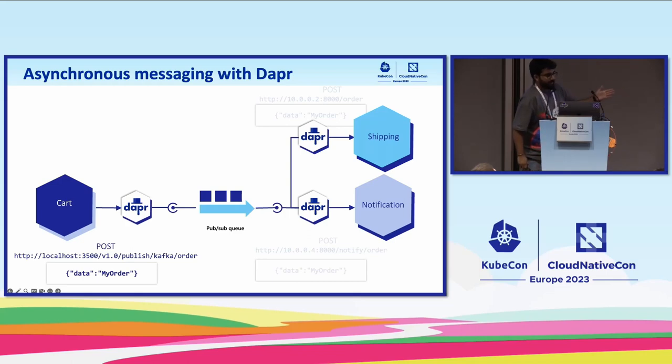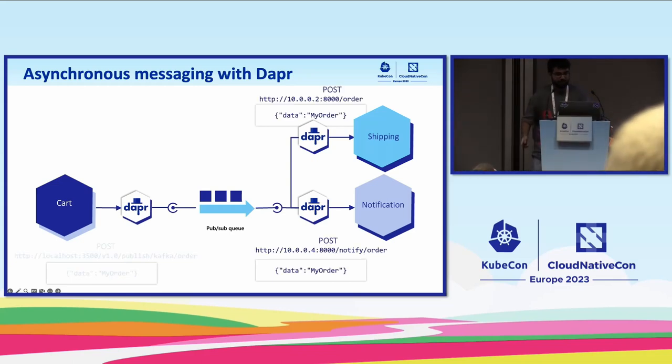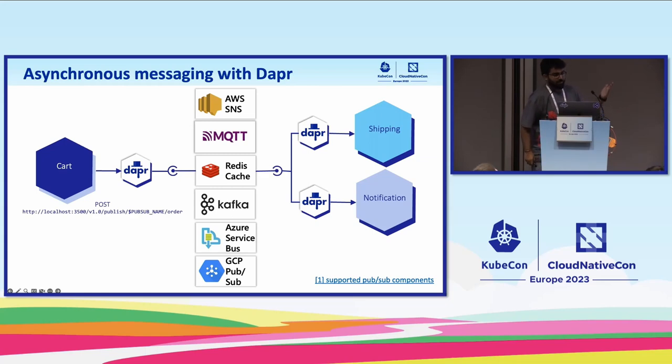Dapr will then send this data to the PubSub queue. It'll find where Kafka is and send the data to that. It'll listen for data from the PubSub queue as well, and then forward that data to the subscribed applications. In this case, Dapr can use any components it supports. On the bottom right, you have a list of supported components, and Dapr supports a lot of PubSub components today. You can check it out, and note that your application does not need to change. Your application does not know if it's Kafka, RabbitMQ, or Redis. All you need is this URL right here.